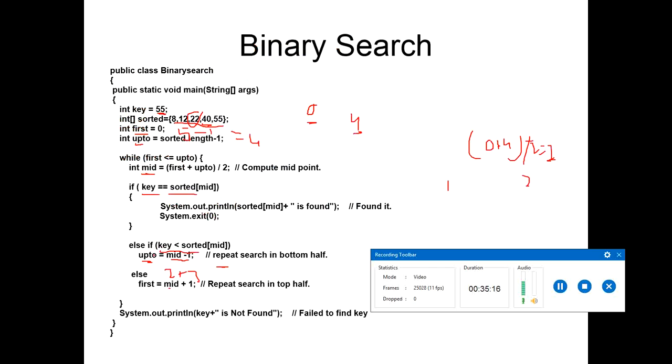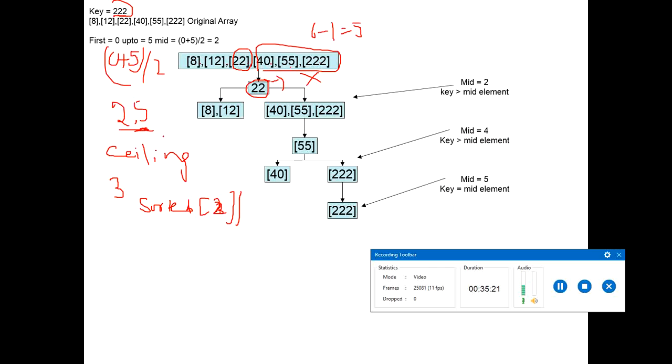So in the code, first will be mid plus 1. What will be the value in first now? Previously we had 0. So mid plus 1. My middle element was found at position number 3, so it will be 3 plus 1, which is equal to 4.